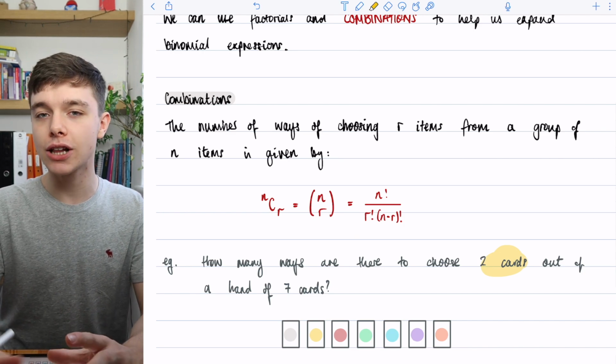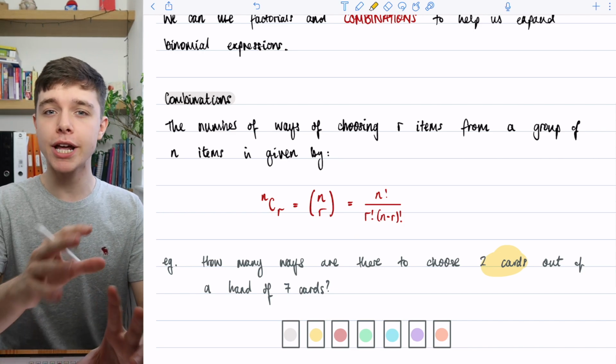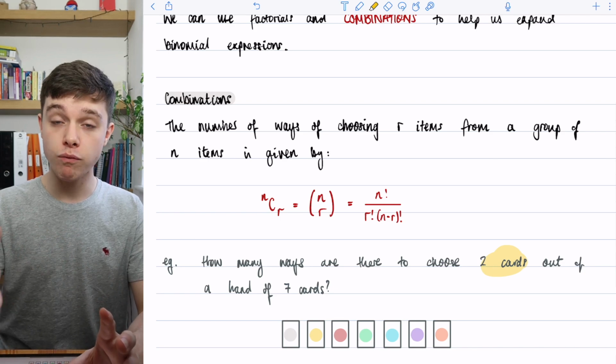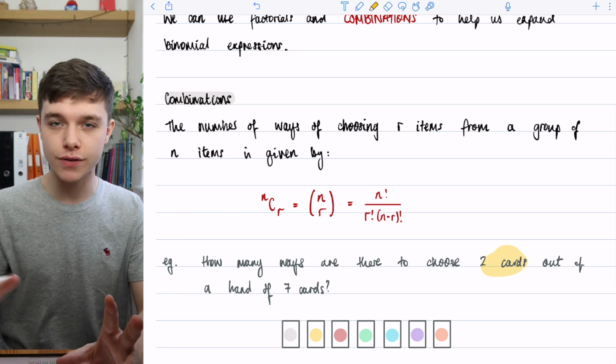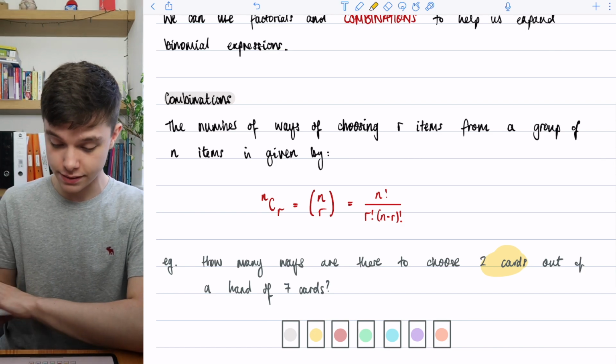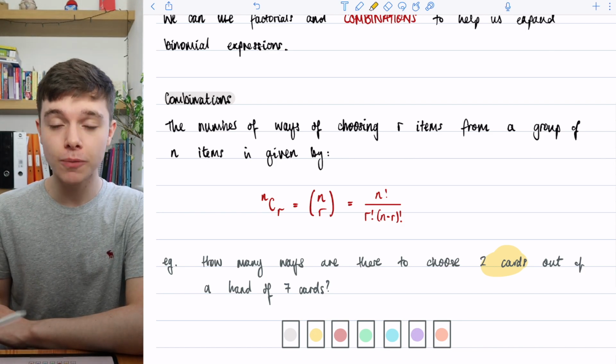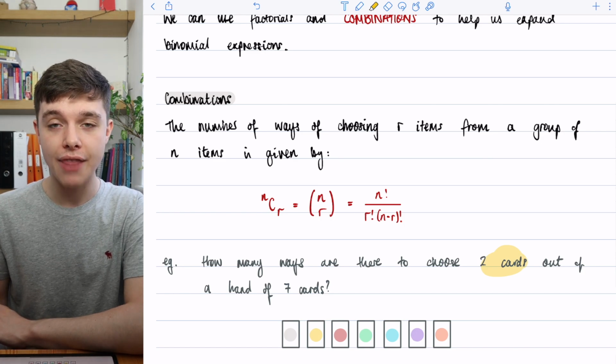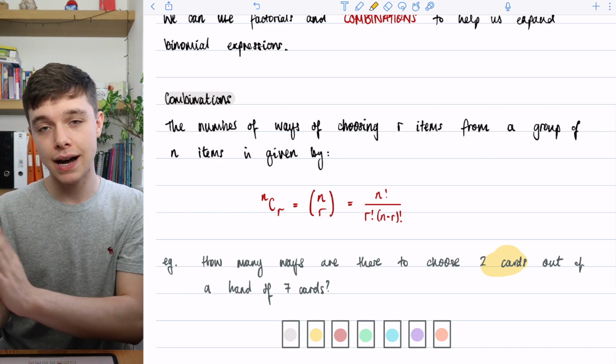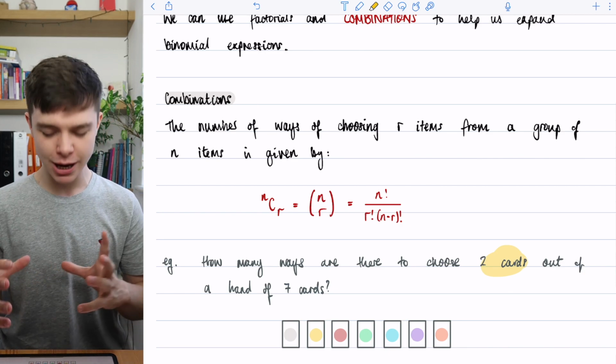Combinations is kind of in the title. How many ways can I do something? How many combinations are there of ways of taking 2 cards out of a total of 7 cards? This is the example. So that's how we do combinations. It's n factorial over r factorial, and then multiply that by n minus r factorial. Hopefully that makes some sense.